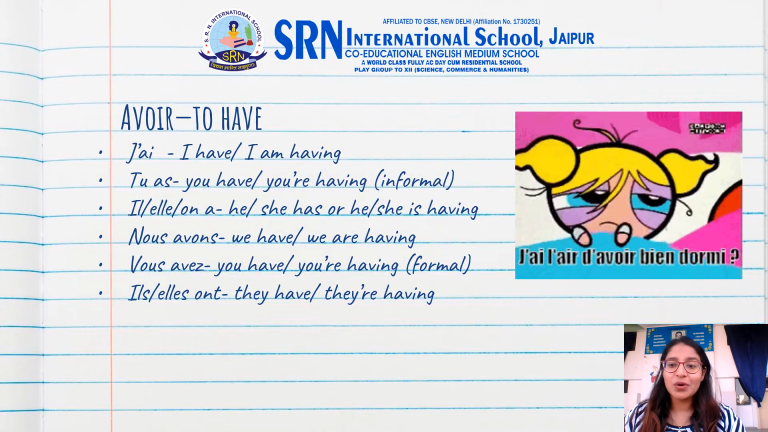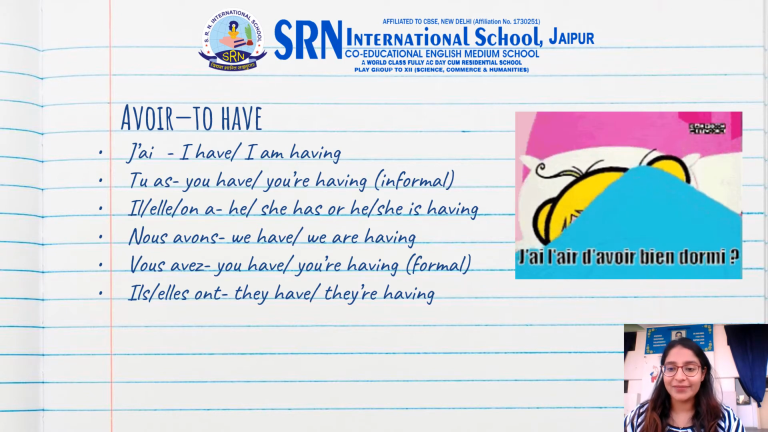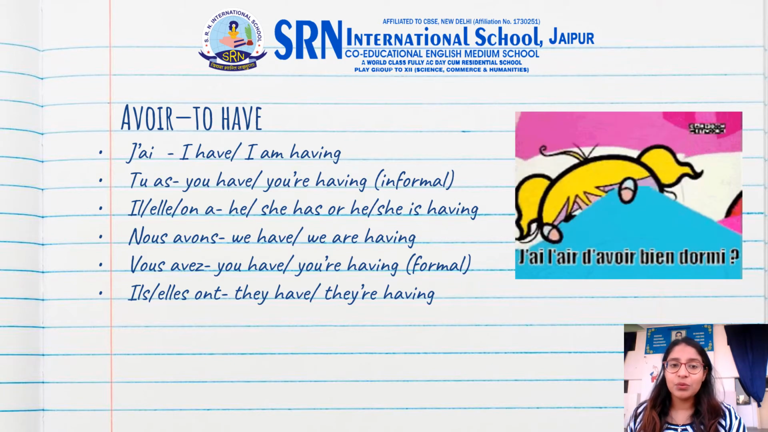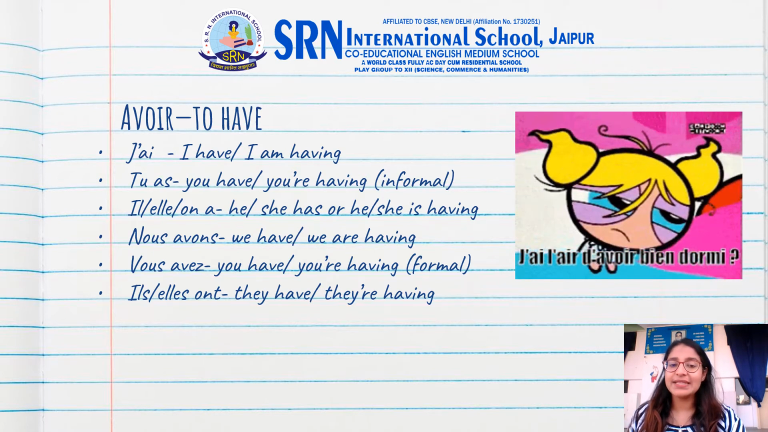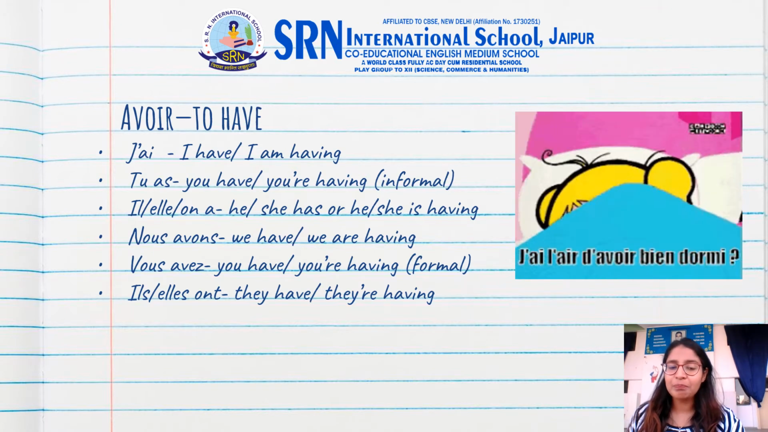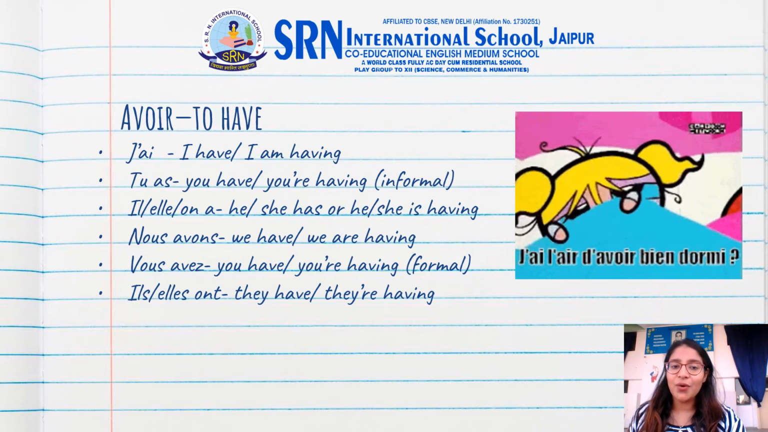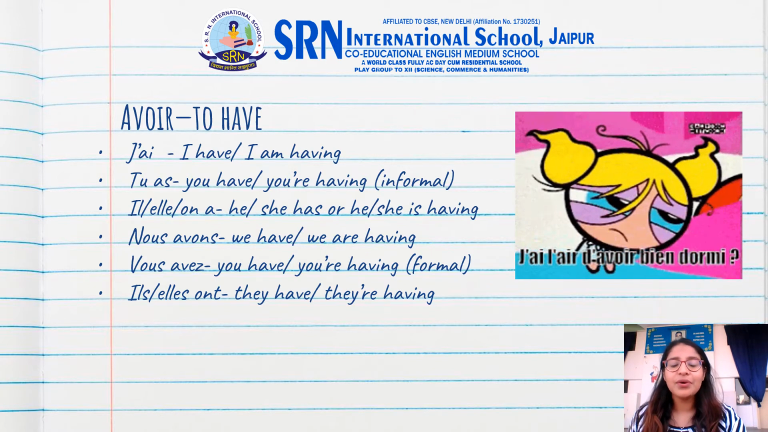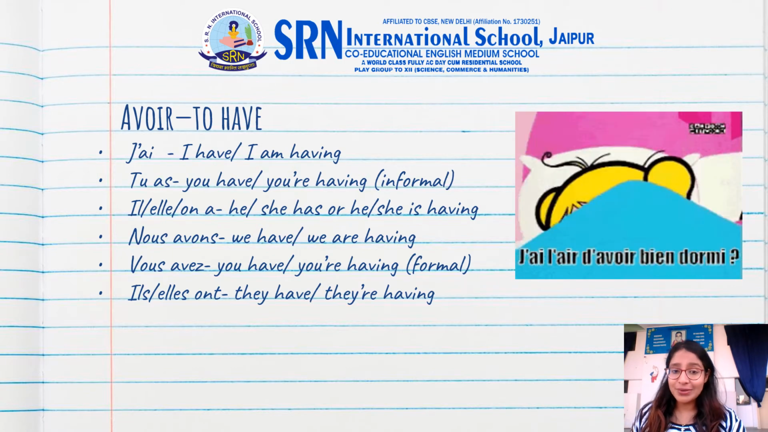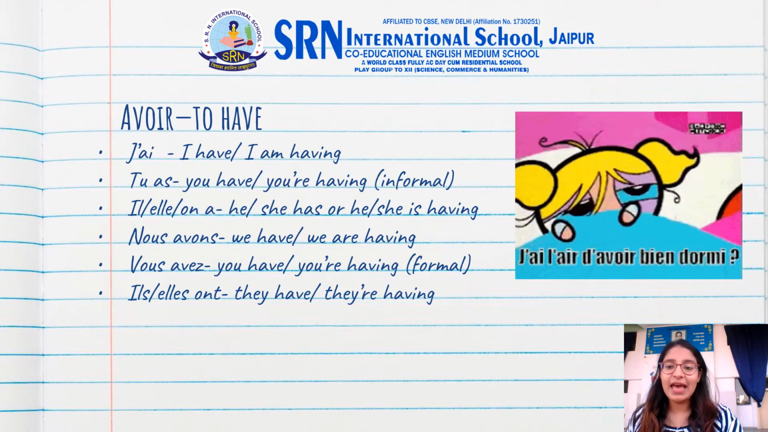Now let's move to the verb avoir. How to conjugate the verb avoir? It is another irregular verb in French which means to have. When we conjugate the verb avoir, we have j'ai for the first person singular, which means I have or I am having. Tu as, which means you have or you are having. Il, elle, on a, that is he or she has or he or she is having. Nous avons, we have or we are having. Vous avez, you have or you are having. Ils, elles ont, that is they have, they are having.